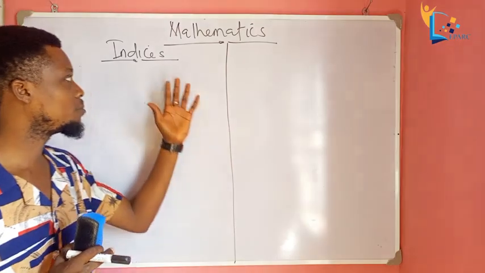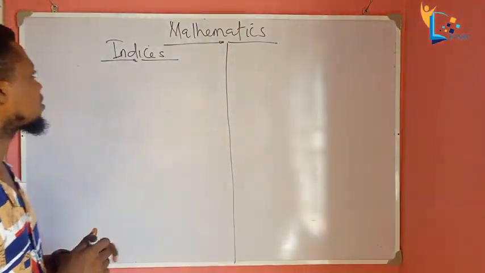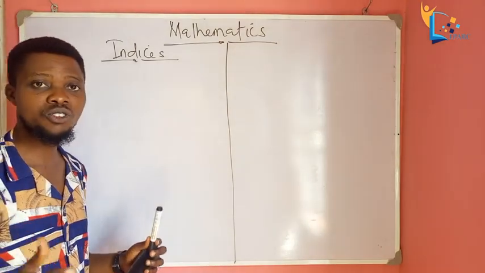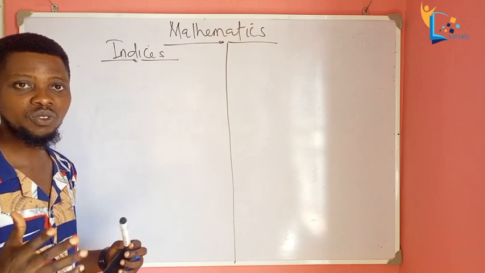Okay, quickly, we're going to be looking at indices. We're going to be looking at the laws of indices, and there are about 7 of them.